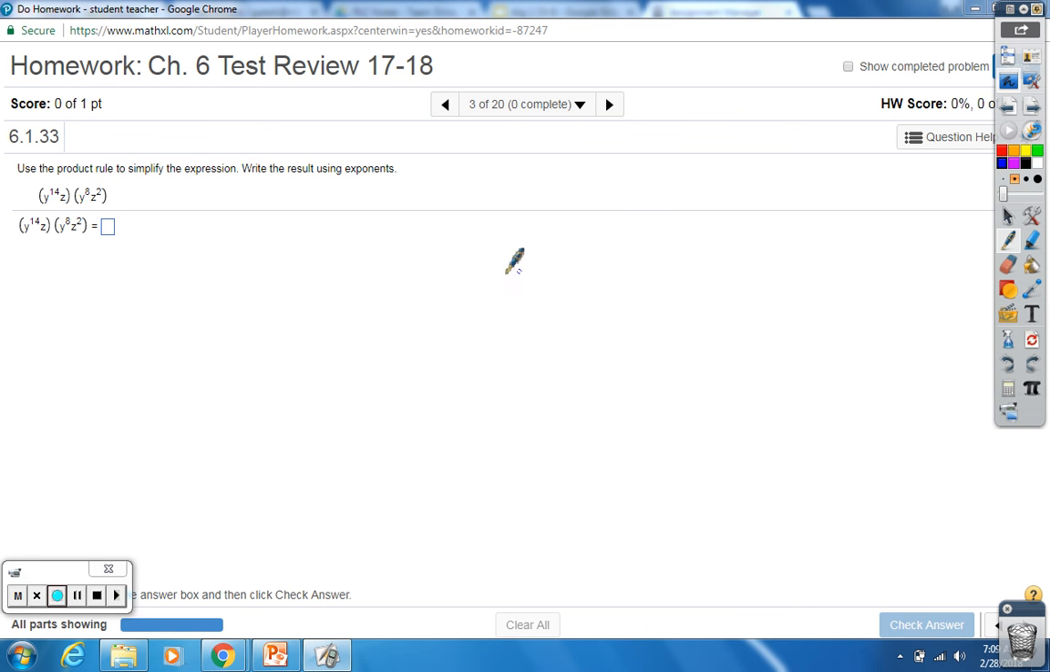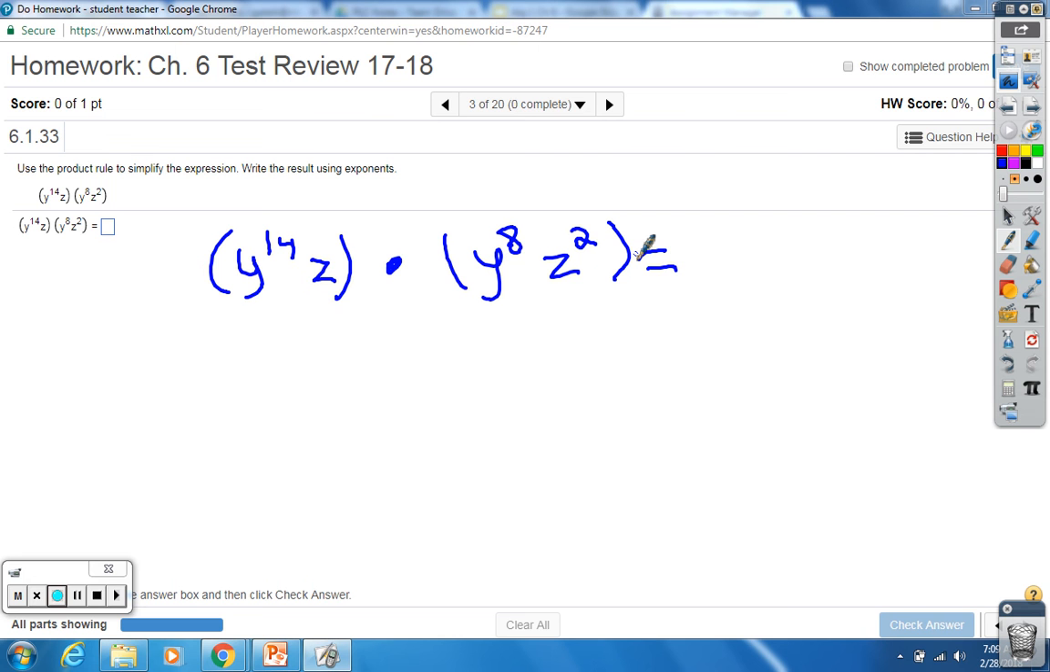Alright, so with this one here, we have y to the 14z in parentheses multiplied by y to the 8th and z to the 2nd. Alright, now on this one here, I would just handle it variable by variable.